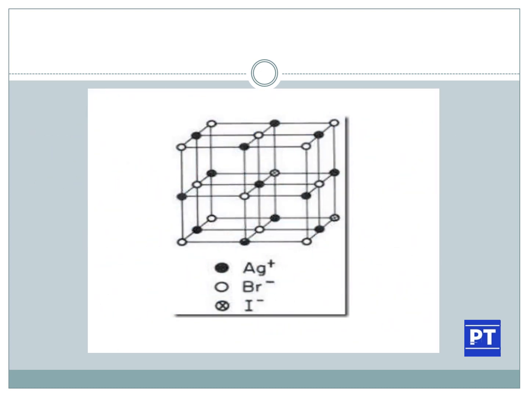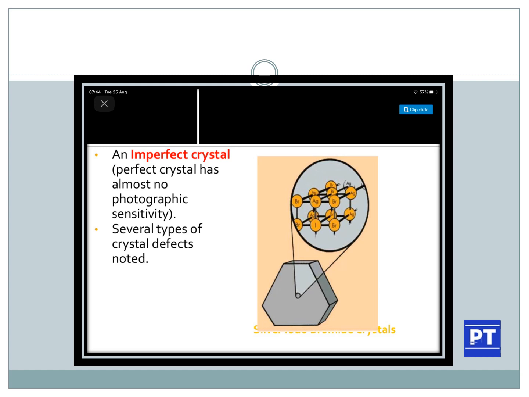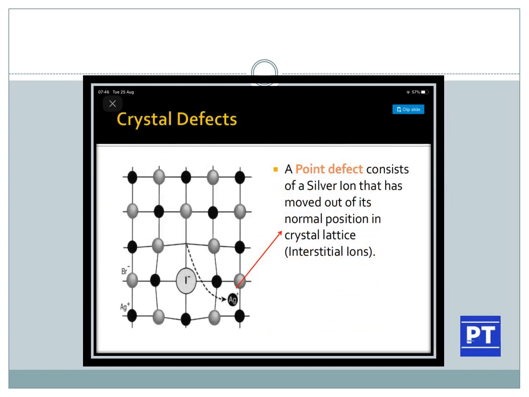It will appear as a crystal lattice. Here you can see an image of silver Ag+, bromide Br-, and AgI. Likewise it will appear as a crystal lattice in a radiographic film. A perfect crystal has almost no photographic sensitivity, so several types of crystal defects are noted. Here you can see the crystal defects.